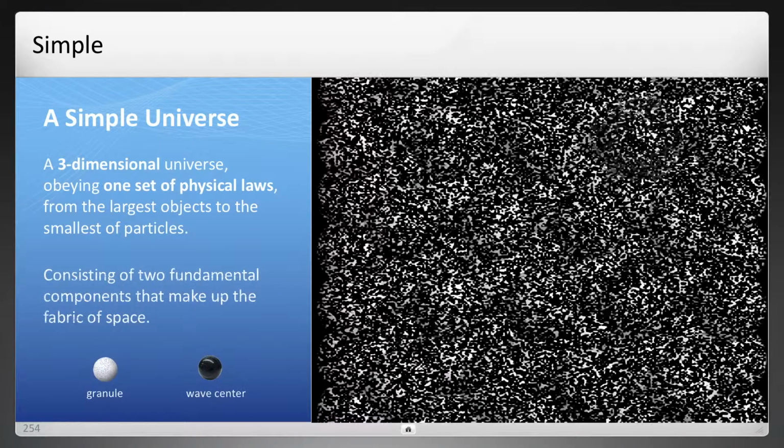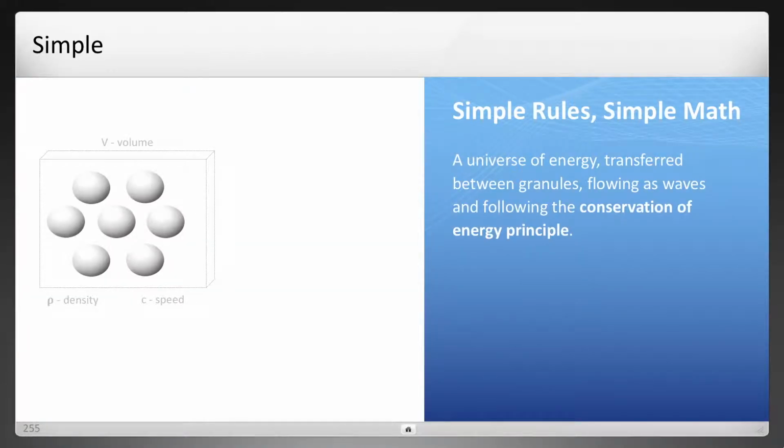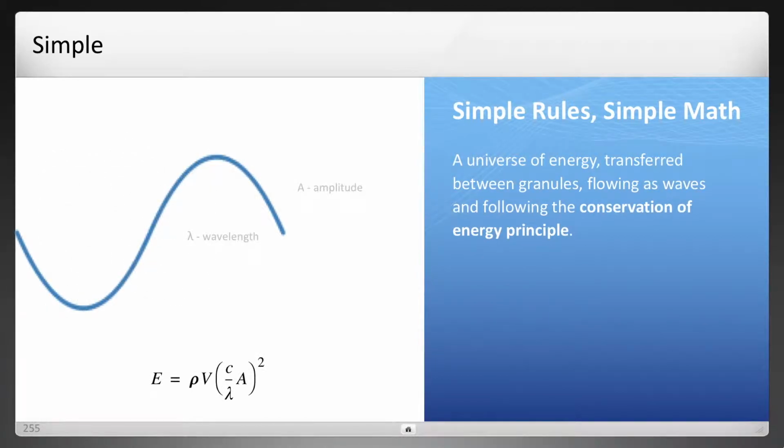Now, the fabric of space consists of two fundamental components. One is something called the granule that transfers energy, and one reflects that, called the wave center. It looks something like this, which might have an equivalent like water molecules bouncing and creating water waves, or air molecules creating sound waves.